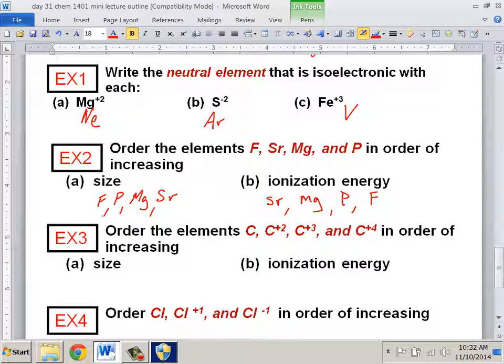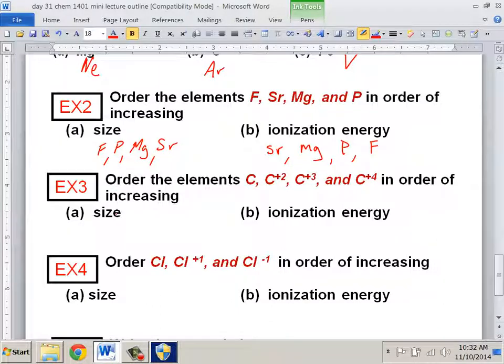Okay, now there are some trick questions, so that's what's coming up with the next two. See if you can figure these out. These are more conceptual. This really won't work knowing a trend on the periodic table. This is more of a conceptual question. 3 and 4 are.